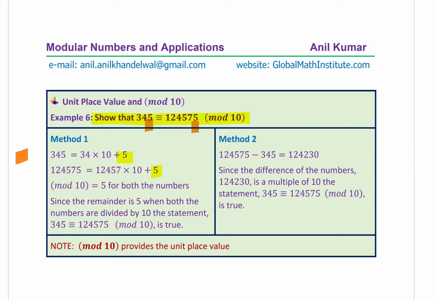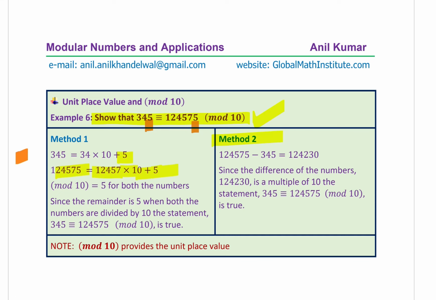In this particular case, we can find, for a big number, 1, 2, 4, 5, 7, 5. 1, 2, 4, 5, 7 times 10 plus 5. So 5 again is the remainder, right? Plus 5 will give you the answer. So mod 10 basically gives you the ones place, the units place. In both these numbers, unit place is 5, and therefore this statement is true. Is that clear to you?